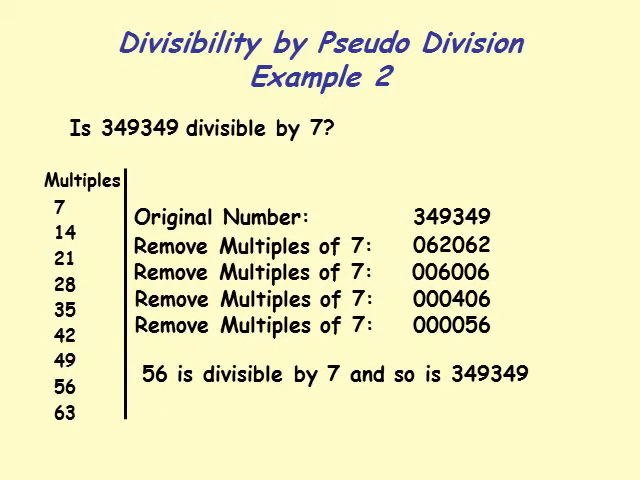Then from 40, I take away 35, leaving a 0, 5 here. So we have 56 left. 56 is in this table here. 56 is divisible by 7, and so is 349349.